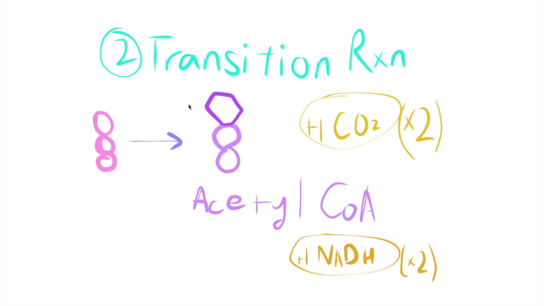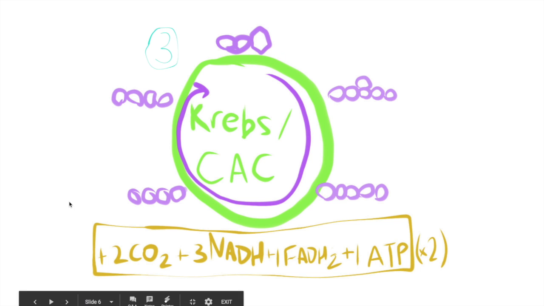Then this acetyl CoA is going to go into the next part. Transition reaction, remember, happens in the matrix of mitochondria. It's also useful to remember that this NADH will be used later in the 4th step. We'll be adding up the NADH totals later.